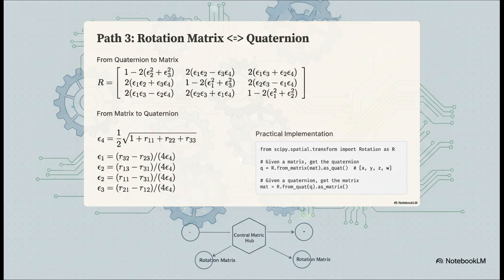And here we go, this is the final link that really ties our core orientation framework together. These equations give us the direct path between the rotation matrix and the quaternion. We can now officially convert any representation to any other by just passing through our central matrix hub. And, in the real world, as you can see, libraries like SciPy make doing these conversions, honestly, pretty painless.